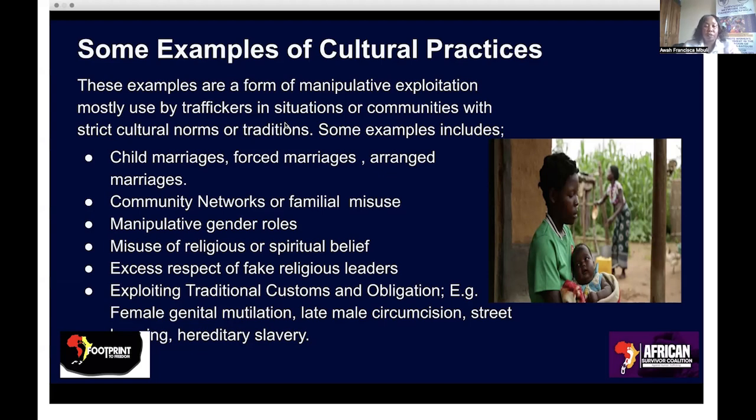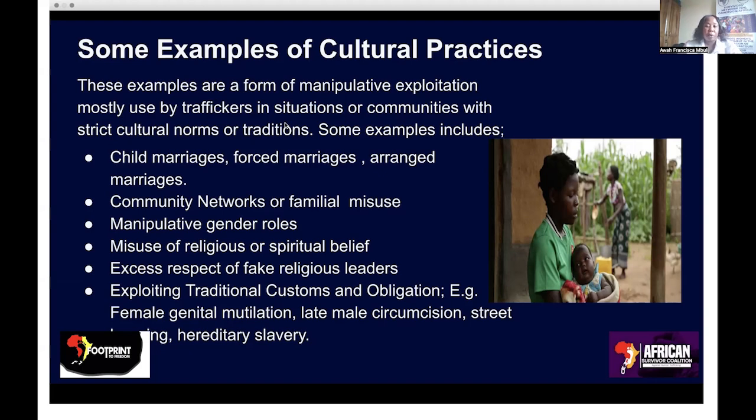We have excess respect of fake religious leaders. We have exploiting traditional customs and obligations, such as female genital mutilation. This is somehow very tricky because in most communities or villages that practice this, it's so painful, and most young girls are forced to flee for safety, to run away from this. And when they flee, in their host community, they are forced to be exploited, and either end up in prostitution or in a forced relationship because they are running from it.